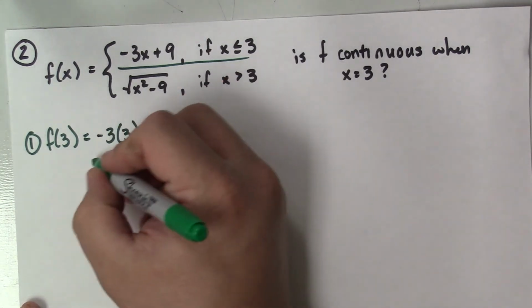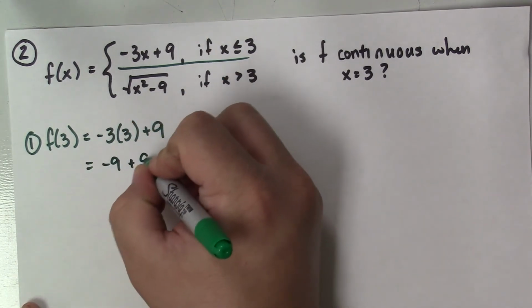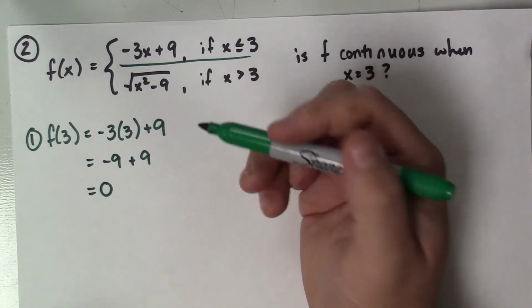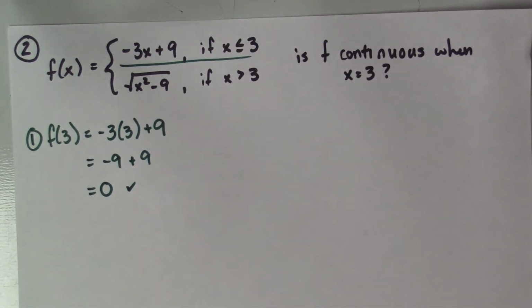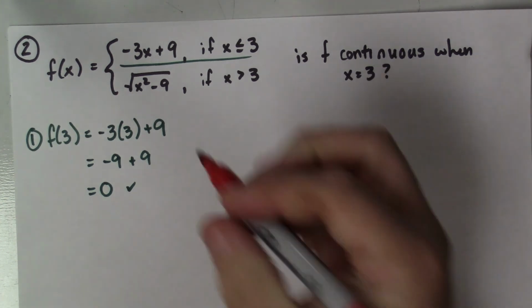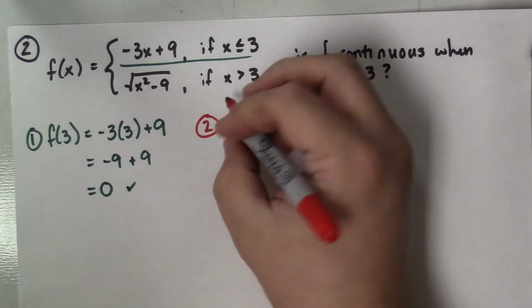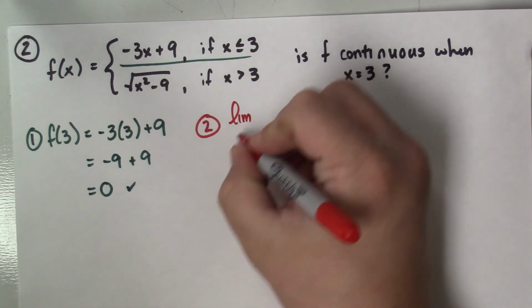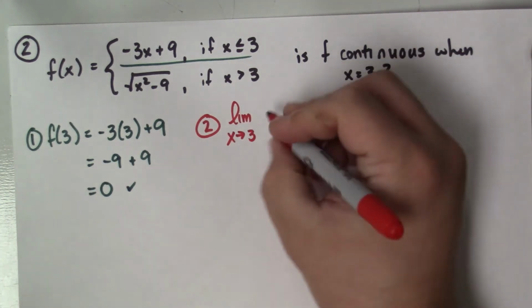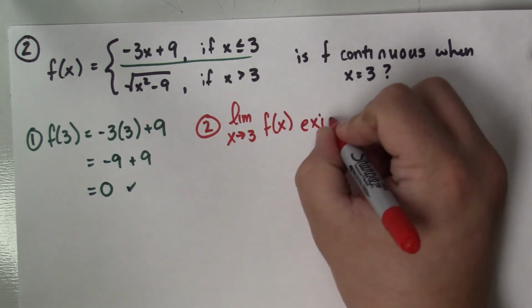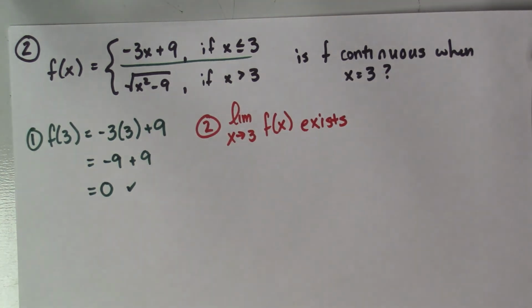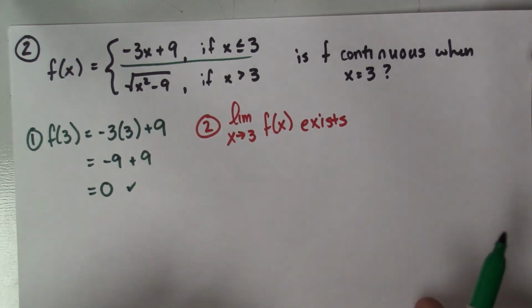Okay, well, as we've seen before, that's negative 9 plus 9, which is 0. 0 is a real number. We have no domain restrictions. This condition holds. Part 2 states that the limit as x goes to 3 of f of x exists. As we discussed before, the only way for me to check that is to look at the left and the right hand limits and make sure that they are the same.